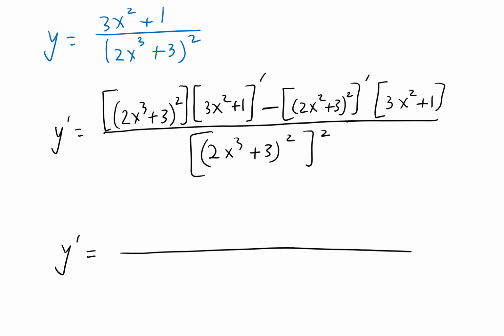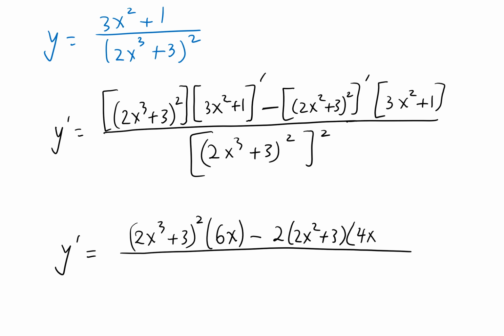So y prime equals, this stays the same. This one, the derivative 6x, minus 2 down, (2x squared plus 3) to the 1st power times 4x, (3x squared plus 1). Keep the denominator, multiply the 2 by 2, 4.